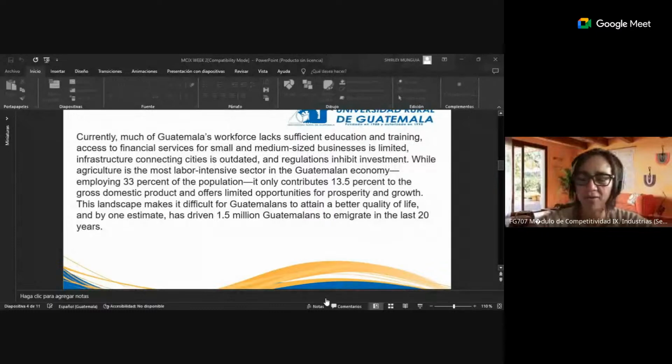We need to find the business, the perfect job, and how we can get a better life also in here. And that's why 1.5 million Guatemalans have emigrated in the last 20 years. So there's a lot of people from our country living outside looking for a better life.